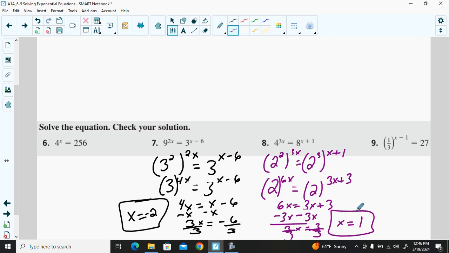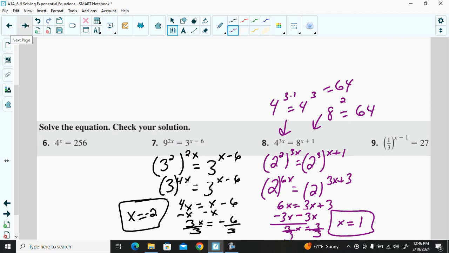Right, and you could still check your answer with a calculator, so let's check this one because it was a little complicated. So we have 4 to the 3 times 1, so that's 4 to the third. Here we have 8 to the 1 plus 1, so that's 8 to the second power. 8 to the second power we know is 64. We know 4 to the third power is 64, right? So they're equal to each other. So you can check these answers when you get answers and make sure they're true. All right, let's go to our next page. We can solve exponential equations by graphing as well.